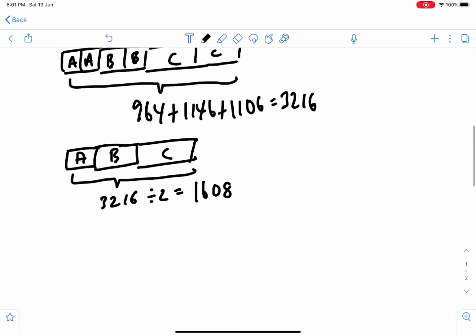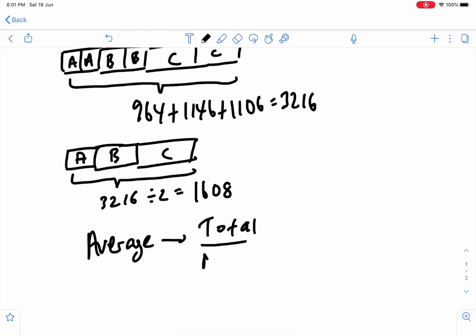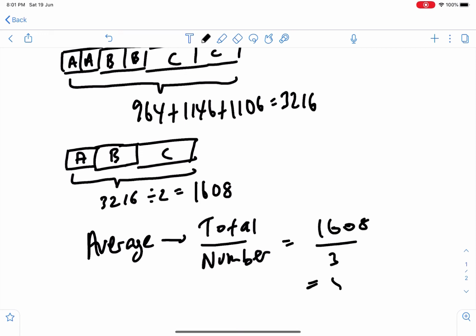So to find the average, it's just total divided by the number of items. Number of machines is 3. We have 3 machines. So 1608 divided by 3. 536 is our final answer for this question.